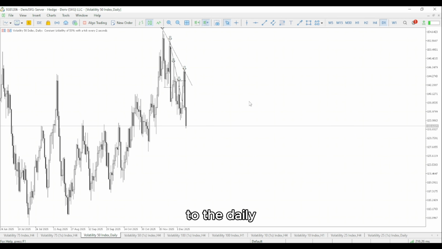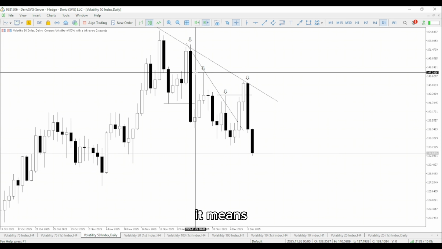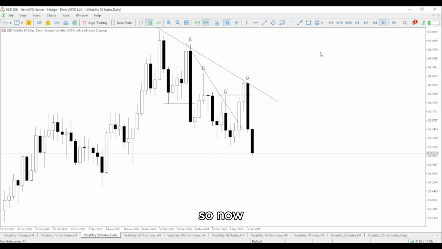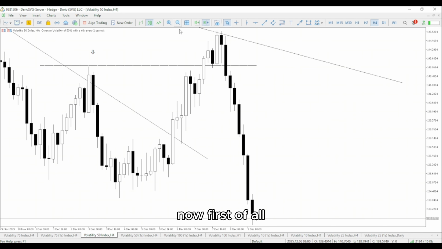If you go back to the daily time frame now, you can see that this was the previous high here that formed this low. So if the market exceeded this high right here, it means the trend has changed to bullish, but price didn't exceed that level. It means the trend is still bearish. So now we look at our H4 time frame.